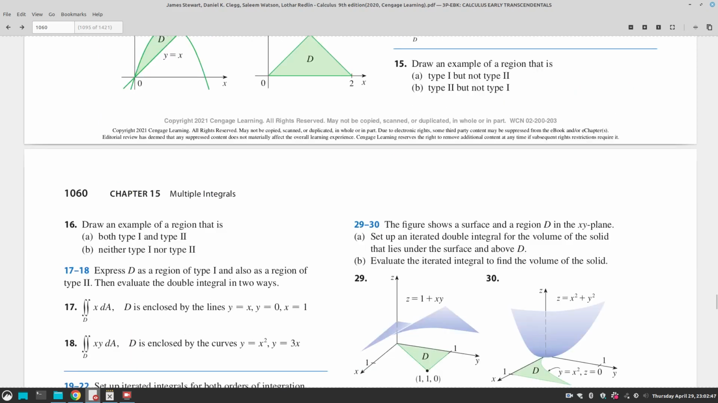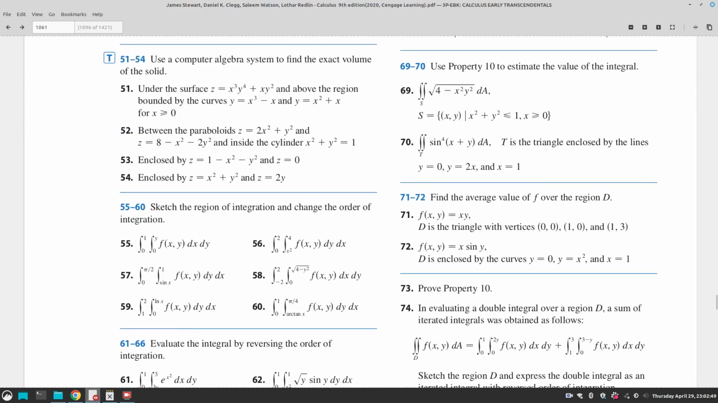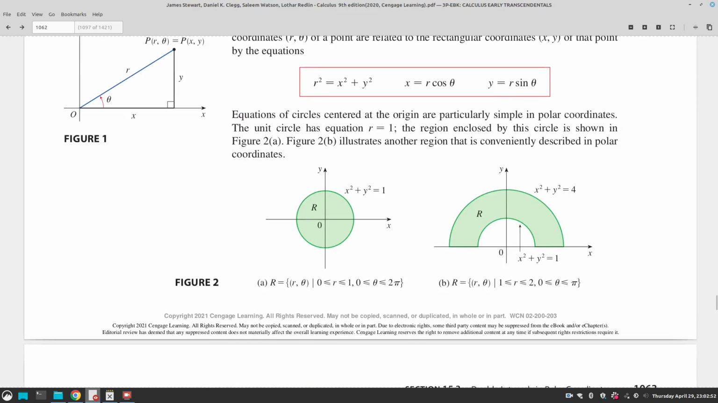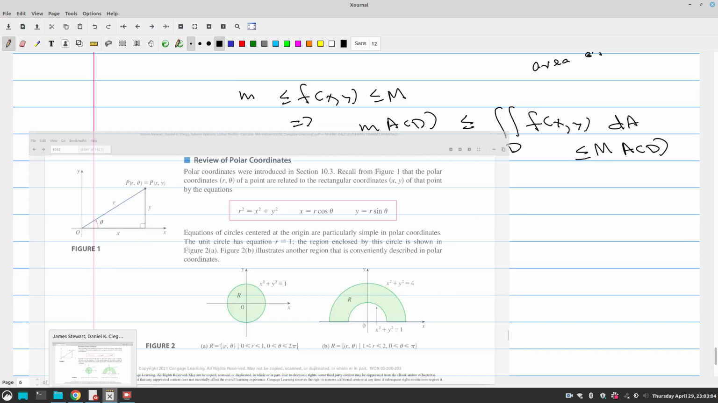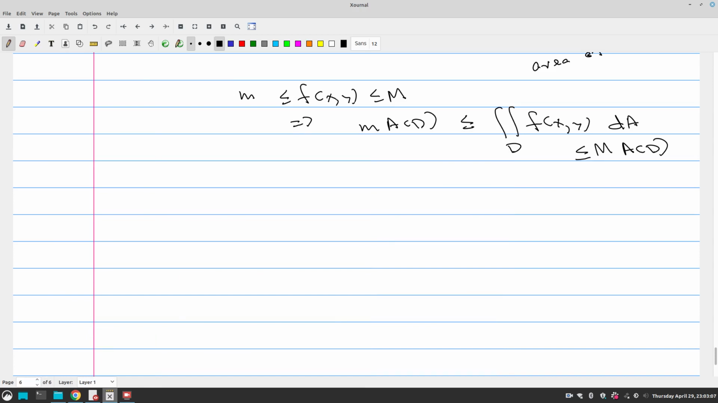Okay, so let's look at integration over polar coordinates. Sometimes it's easier to do integration in terms of polar coordinates, right? So polar coordinates, the relationship between polar and Cartesian coordinates, integration over polar coordinates.